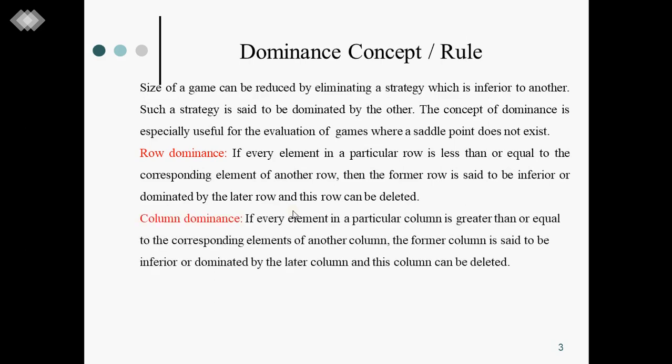Coming to the column dominance, it is the other way. If every element in a particular column is greater than or equal to the corresponding elements of another column, the former column is said to be inferior or dominated by the latter column, and this column can be deleted. From the column player's point of view, that is player B's point of view, assume C1 and C2, like R1 and R2 for the row player. By using C1, he is going to lose, let us say 50 points or so.